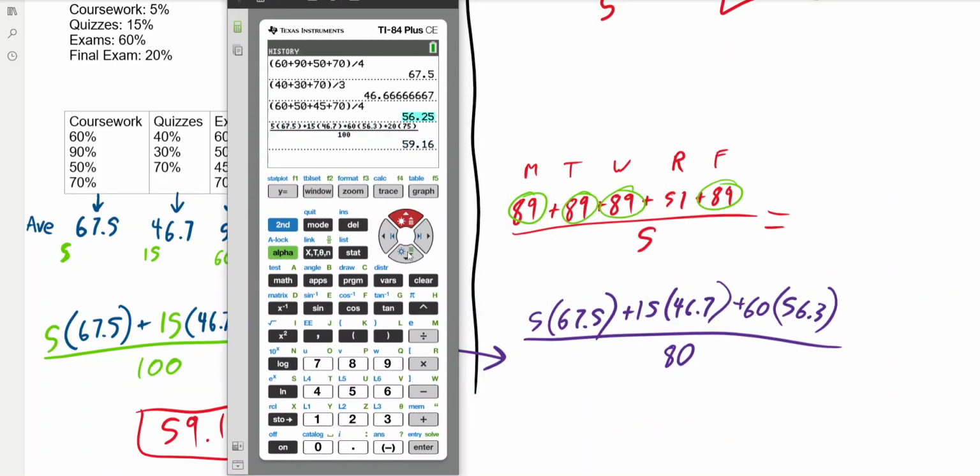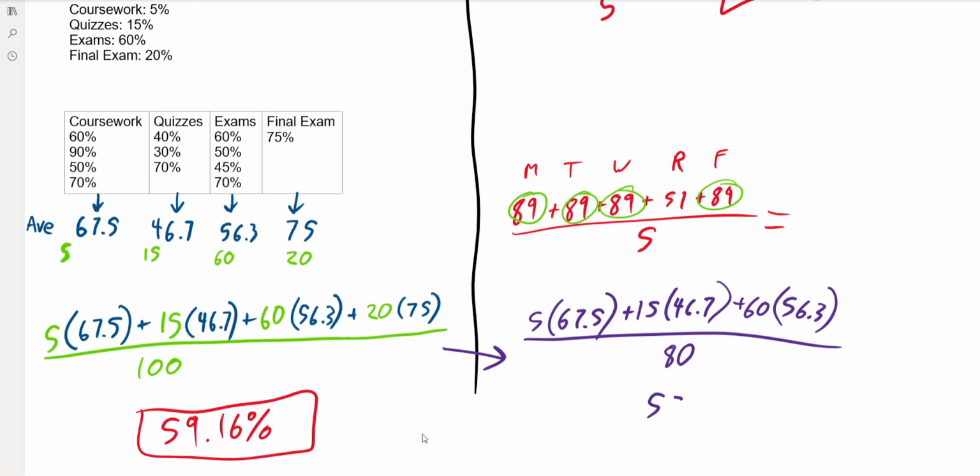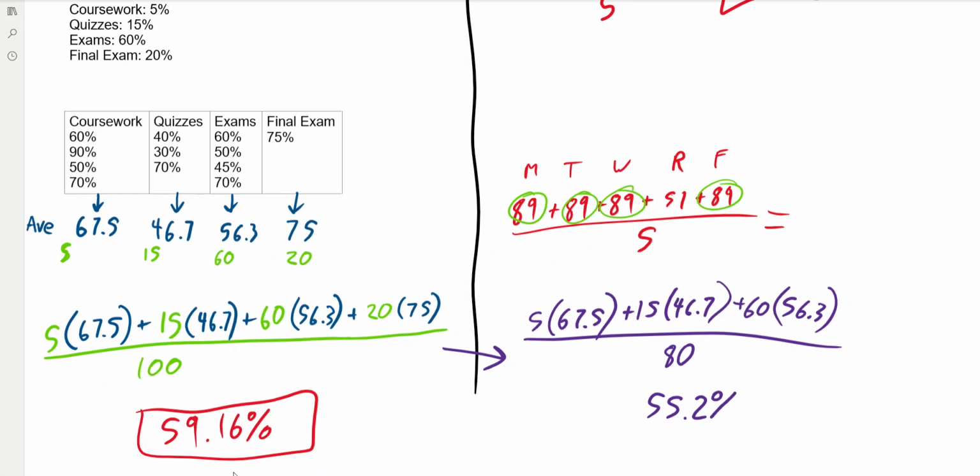So very similar thing. We're just going to go back to here and do a little bit of work to delete this stuff. And now that should give us our new answer. So the final exam actually improved this person's mark. I just made up these percentages. This is no one's actual mark. But the final exam improved the person's mark by 4%.